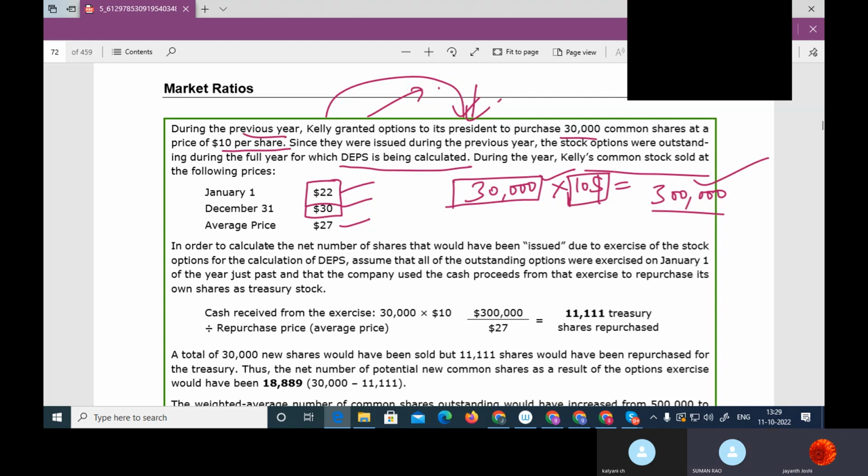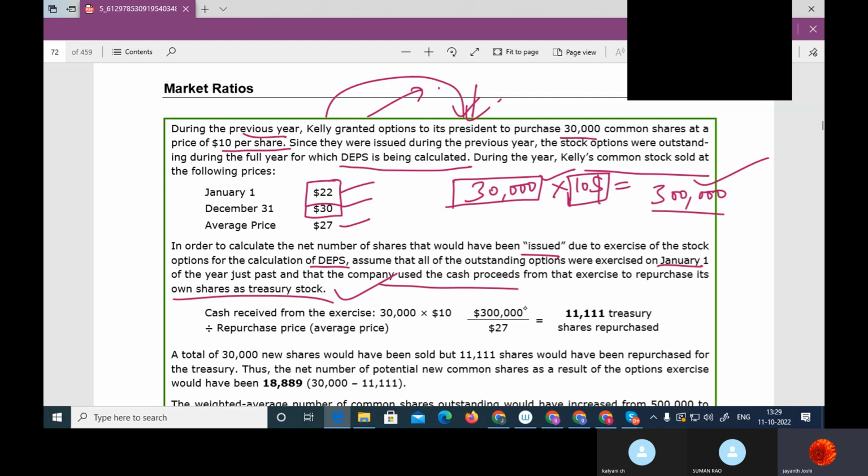See, in order to calculate the net number of shares that would have been issued due to exercise of stock options for the calculation of EPS, assume that all of the outstanding options were exercised on Jan 1st. That means on Jan 1st, the president is buying your company stock, you're getting cash out of the transaction, and then the company uses the cash proceeds from that exercise to repurchase its own shares as treasury stock. Understood? So you are buying your own stock with the money you got.